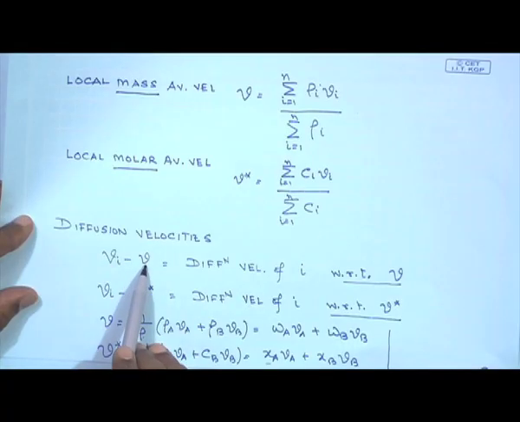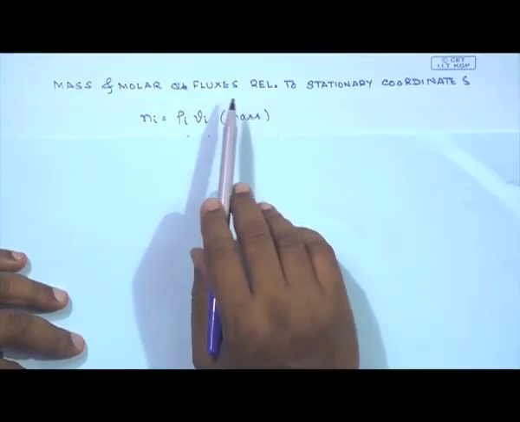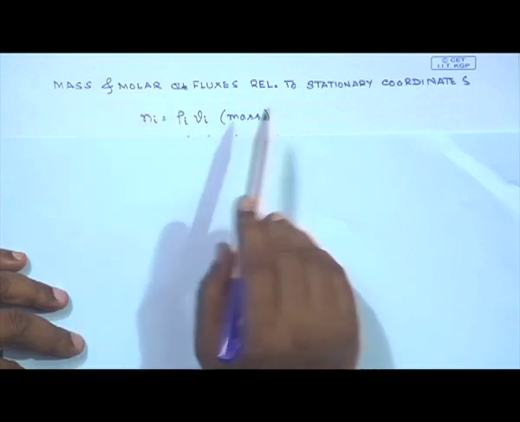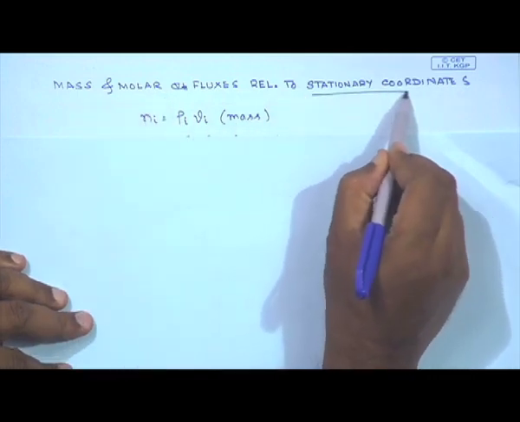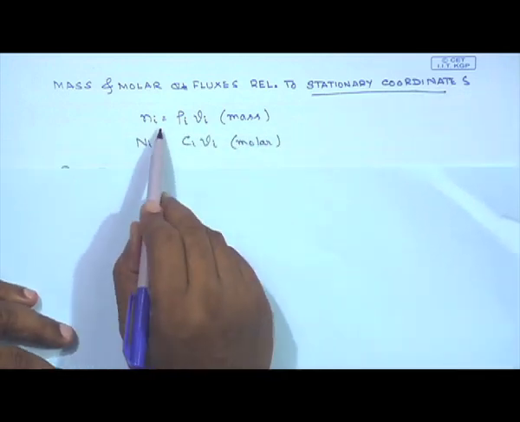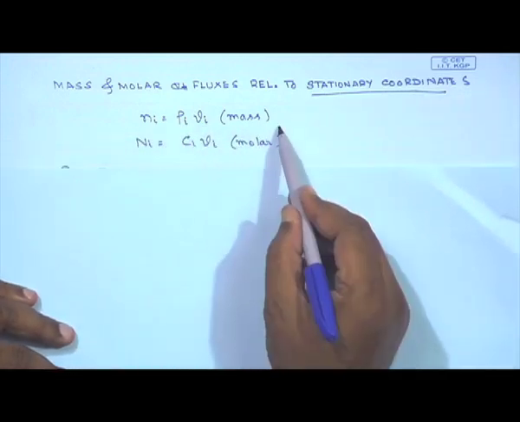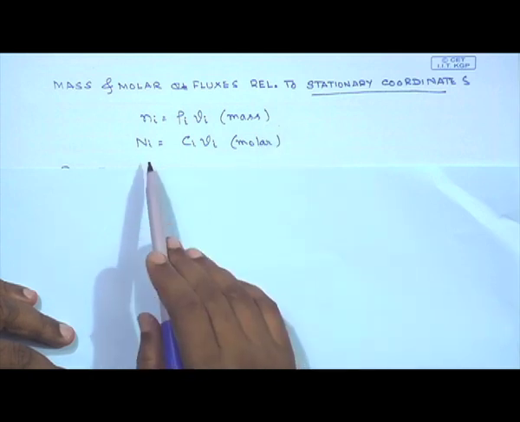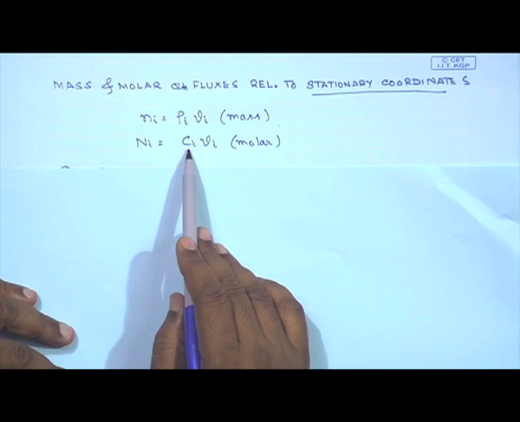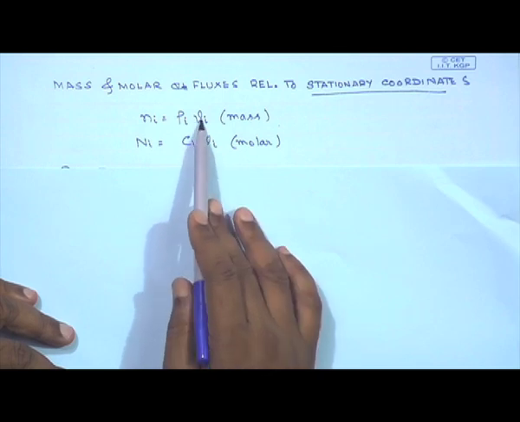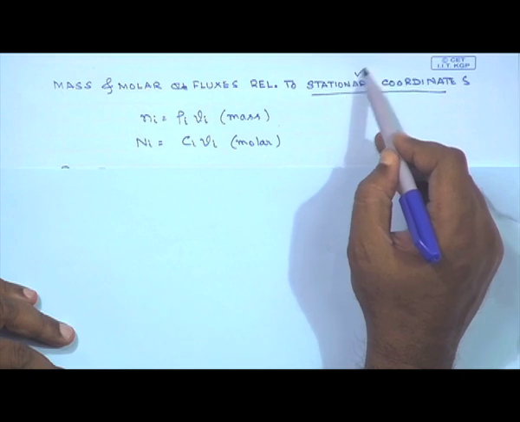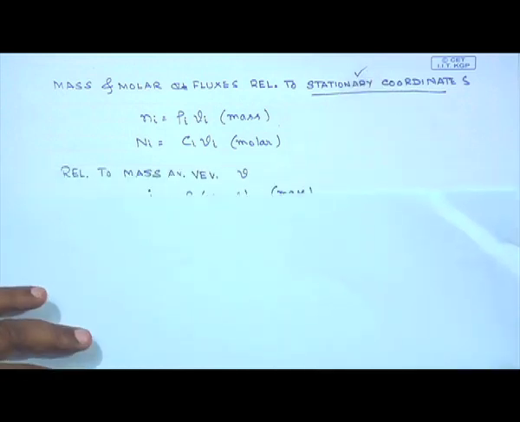Now, since we have defined the diffusion velocities in this way, the diffusion velocities can then be converted to fluxes. So one would be a molar flux and the other would be a mass flux. So in terms of stationary coordinates, it's simply going to be rho i times Vi if you express it in terms of mass, or if you express in terms of moles, it's simply going to be Ci Vi. These Vi's are with respect to stationary coordinates.